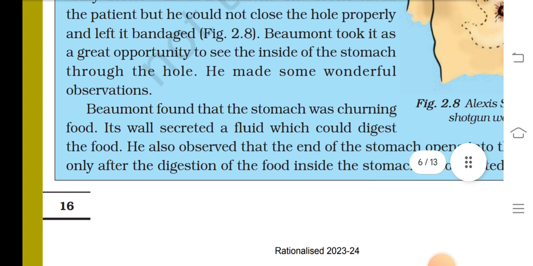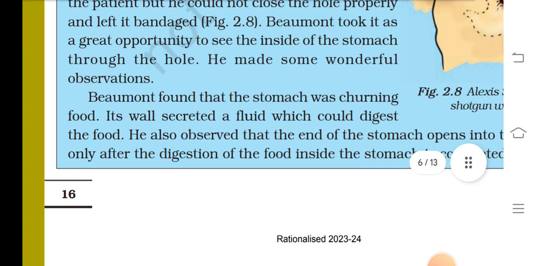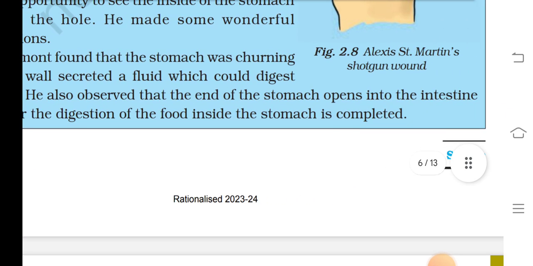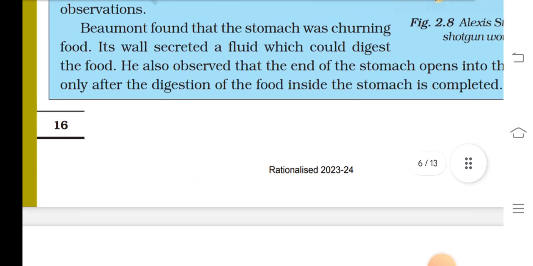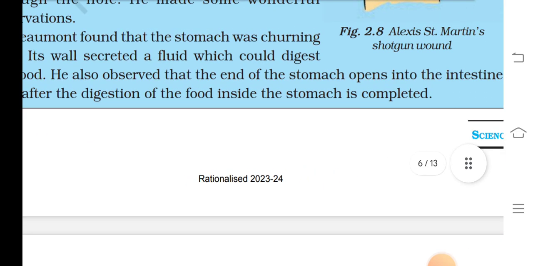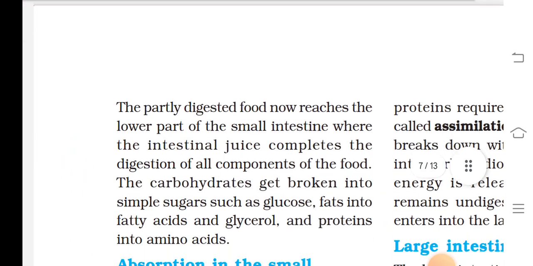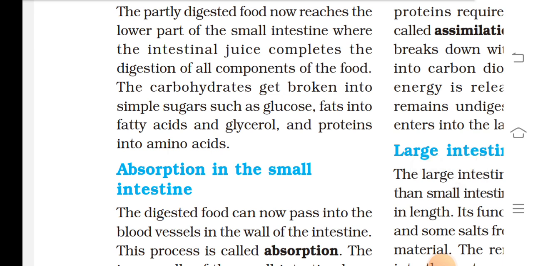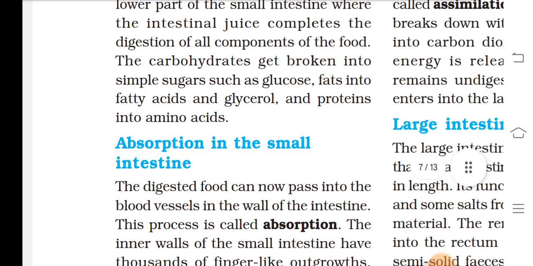Beaumont had a great opportunity to see the inside of the stomach. Through the hole, he made some wonderful observations. Beaumont found that the stomach was churning the food and secreting a fluid which helps digest food. He also observed that the end of the stomach opens into the intestine. Only after the digestion of food inside the stomach is completed, the partly digested food reaches the lower part of the small intestine, where the intestinal juices complete the digestion of all components of the food.